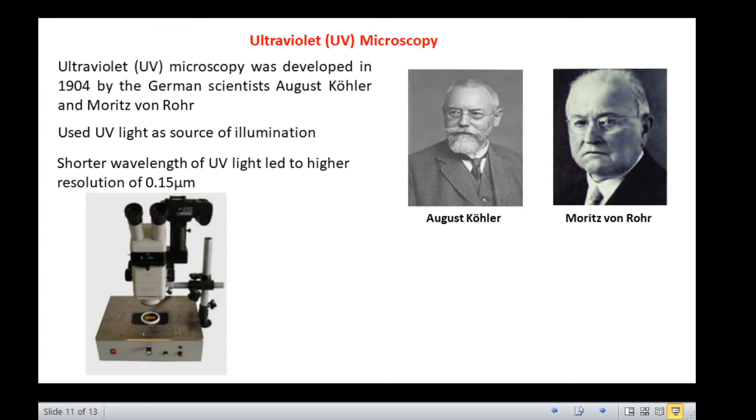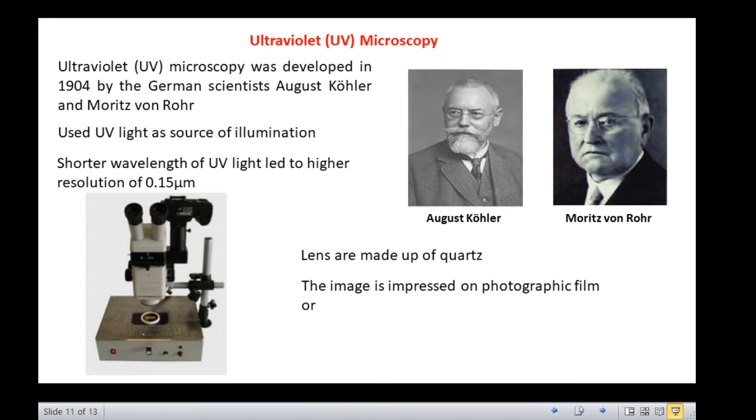UV microscopy lenses are made of quartz. This is because the conventional glass lenses are opaque too and also absorb UV light. The image is impressed on photographic film or captured by phototube and projected on screen. Viewing directly at UV light can be harmful to eyes.